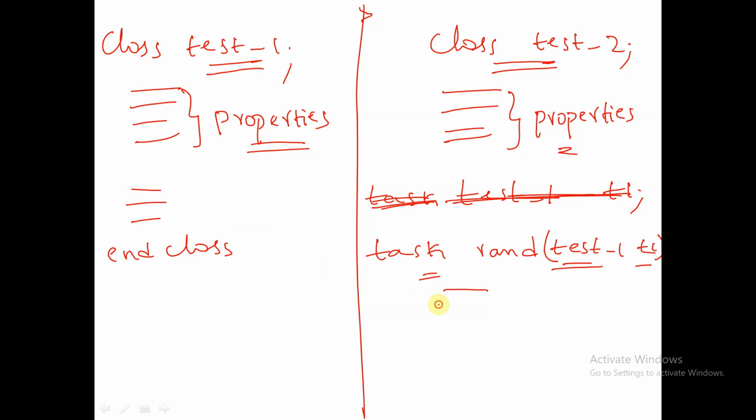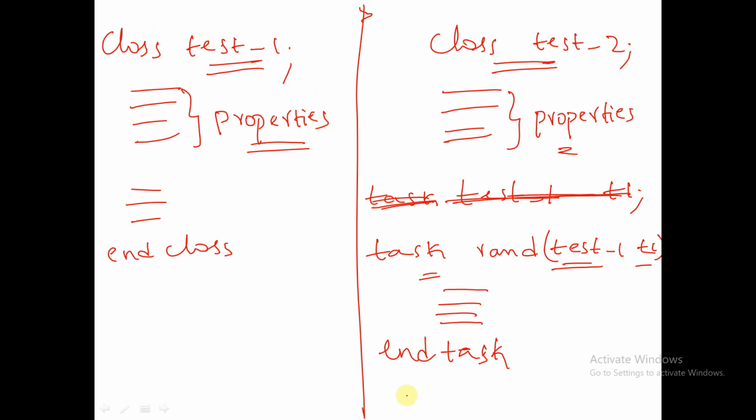I will write some internal logic inside this task, and then end the task. So what happens in the initial begin block? Before that, I will declare the handle of class test_1. I will declare the handle of test_1 as t1. Inside this initial begin block, I will create the object for my t1 handle. t1 is equal to new.